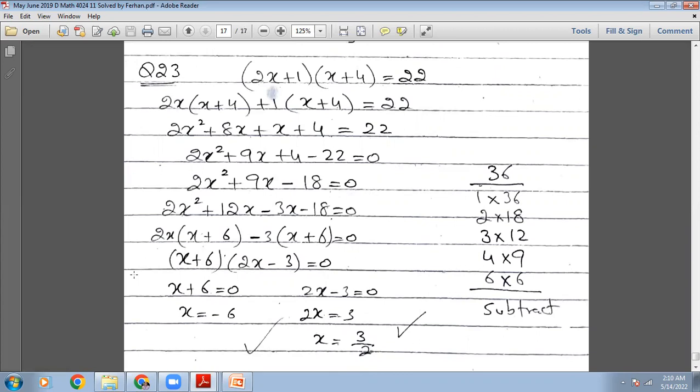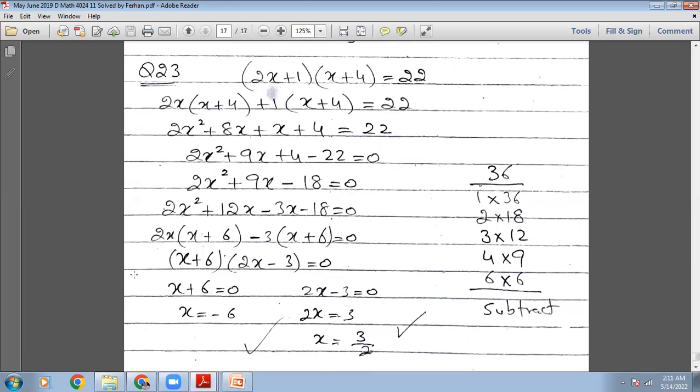So you will have 2x squared plus 8x plus x plus 4 equals 22. So you will have 2x squared plus 9x plus 4 minus 22 equals 0. So you will have 2x squared plus 9x minus 18 equals 0. So I will multiply the extreme terms. 2 will multiply with 18. You will have 36. I will write the factors of 36.